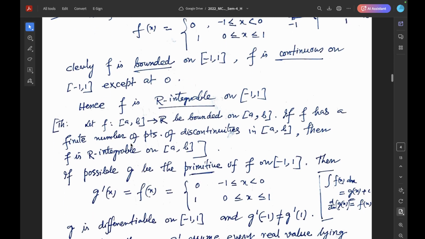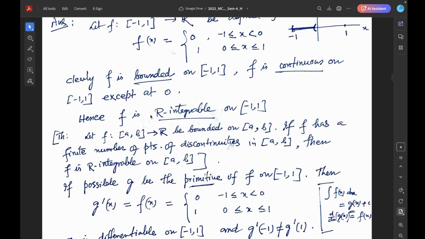Because we have the theorem: let f maps from [a, b] to R be bounded on the closed interval [a, b], and f has a finite number of points of discontinuity in the closed interval [a, b], then f is Riemann integrable on the closed interval [a, b]. So by this theorem, we can say f is Riemann integrable on the closed interval [-1, 1].